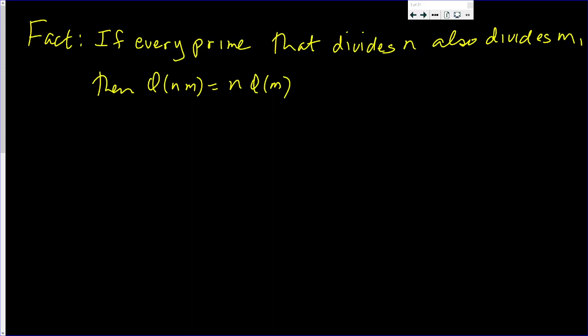In this video, we're going to prove the following fact. If every prime that divides n also divides m, then phi of nm is n times phi of m.